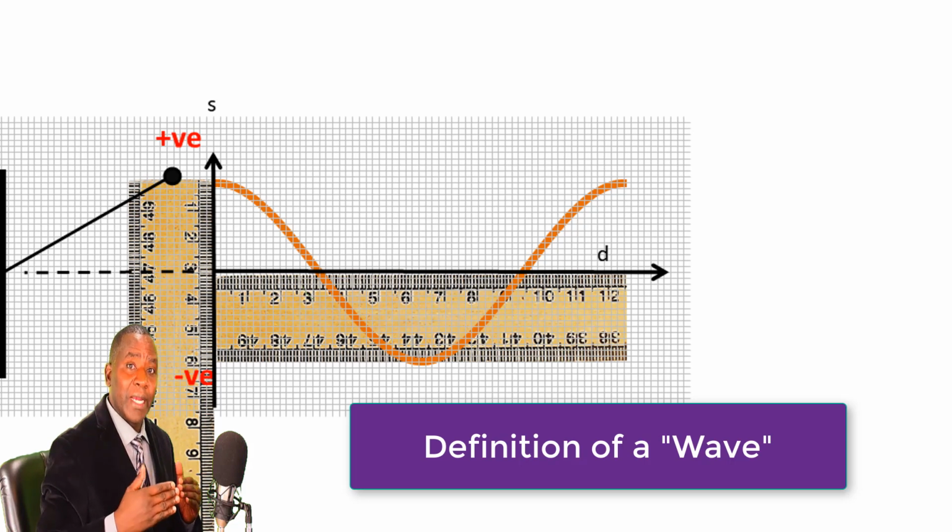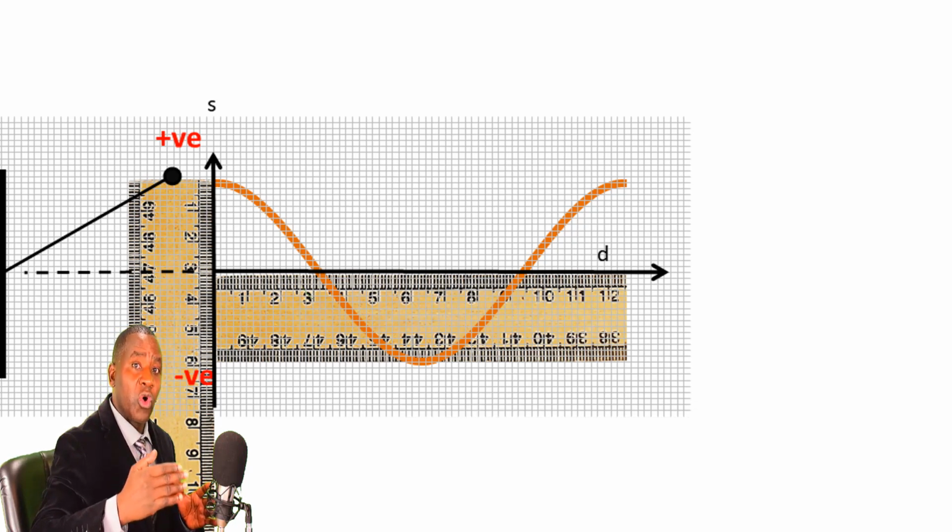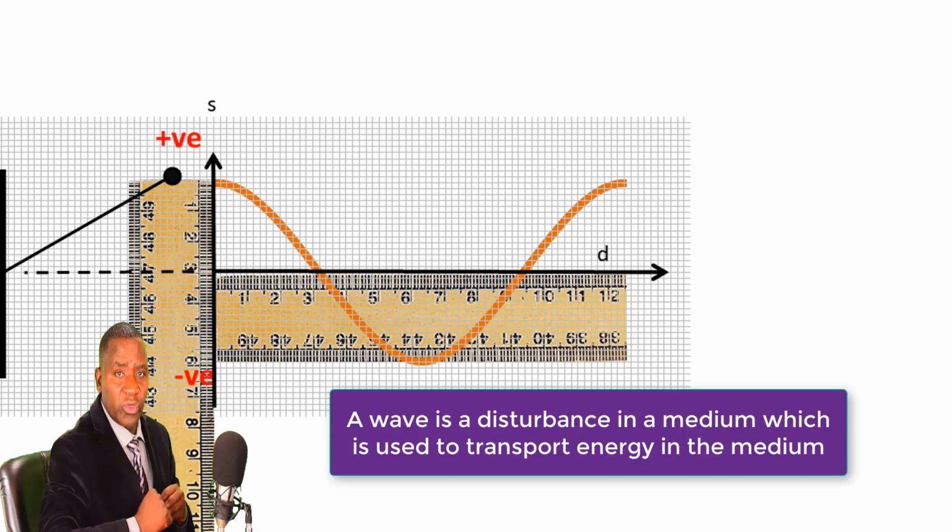So this being a recap, I just want to go straight to the point. And the first one was the definition of a wave. A wave is any disturbance in a medium which is used to transport energy, or which results in movement of energy from one point, which is referred to as the source, to the surrounding region. So remember that. A wave is a disturbance in a medium, and this disturbance is used to transport energy from one point to another point in the same medium.